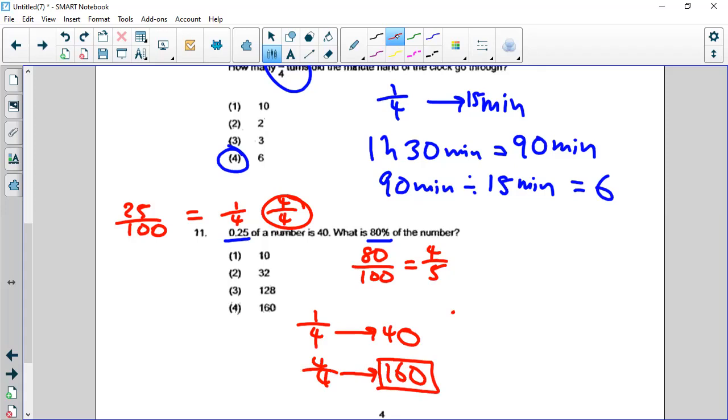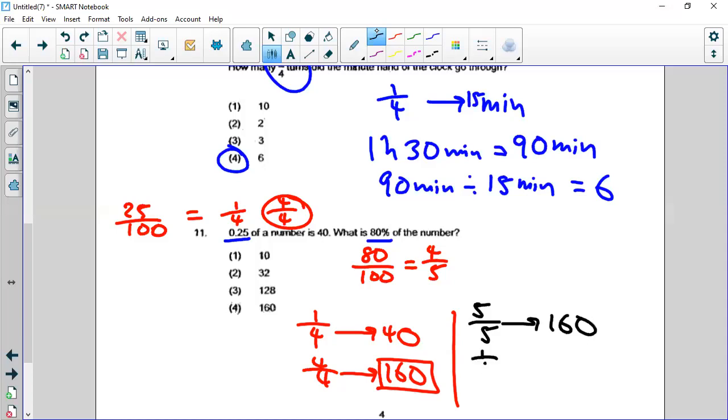Okay, if your number is 160, then what is 4/5 of the number? Your number has now become 1 whole again, right? It's still 1 whole, but it's 5/5 now because it's still 1 whole. 1 whole means the number. So your 1 whole is now 5/5, and that is 160, which is the same number.